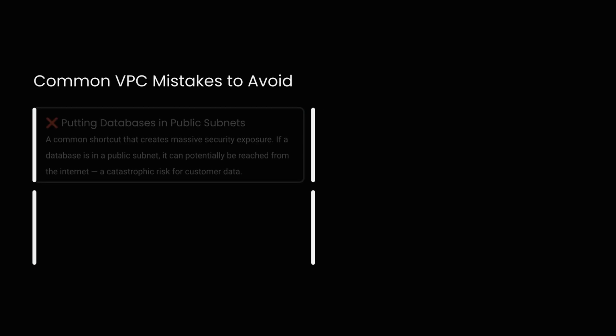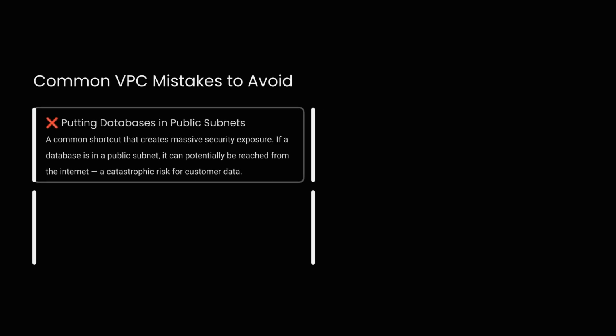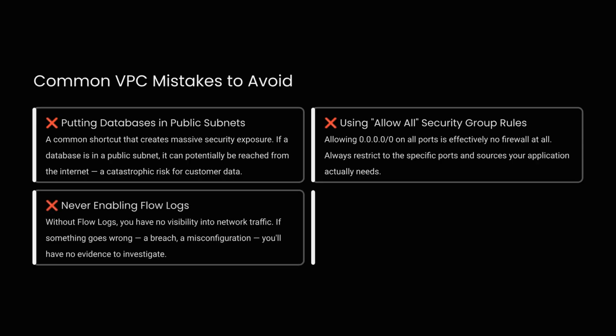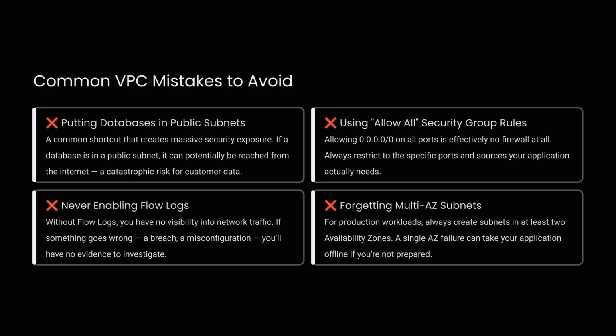Avoid common mistakes. Never place databases in public subnets, and don't use allow all security group rules. Always enable flow logs for visibility, and use multiple availability zones for production workloads to prevent downtime.